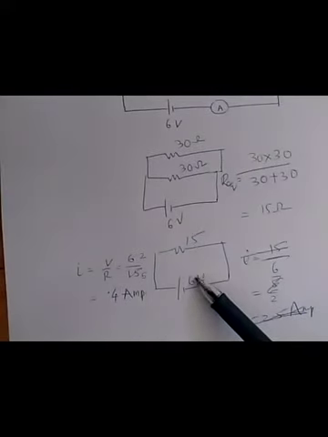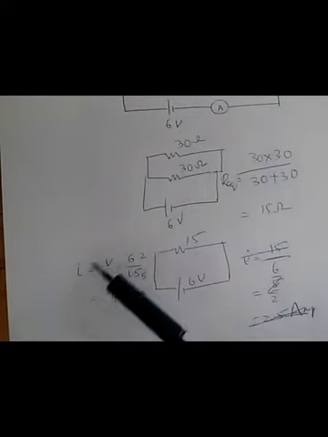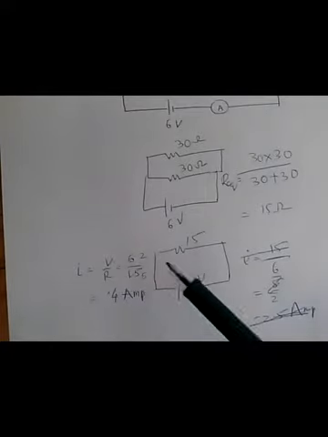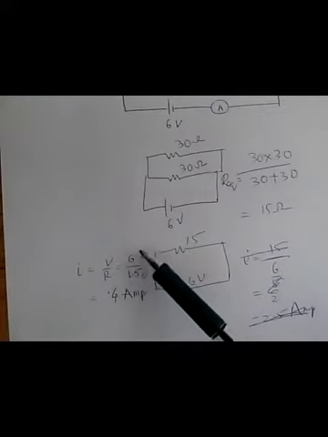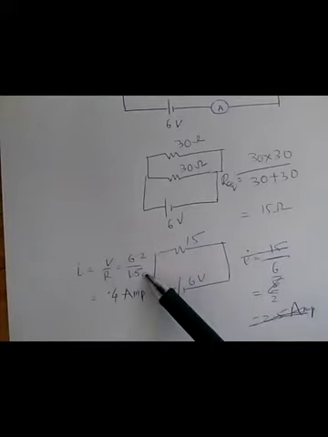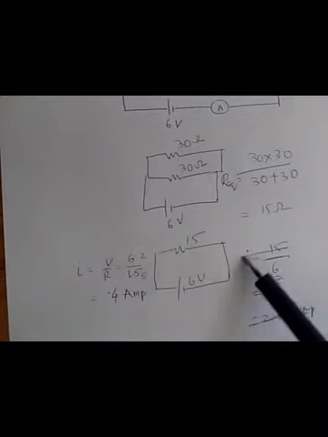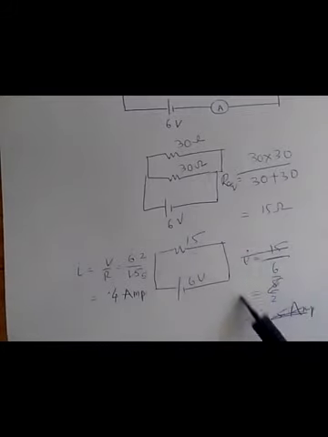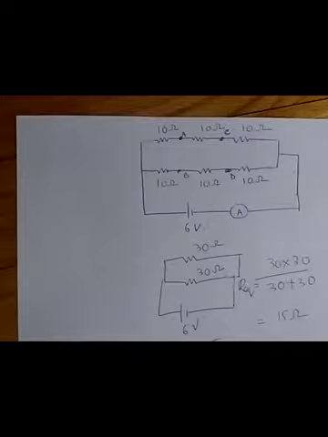So the 6 volt battery is driving 15 ohm resistance. So the current in the circuit will be V divided by R, or 6 volt divided by 15 ohm. 3 into 2, 6. 3 into 5 is 15. So 2 by 5, or 0.4 ampere. This was the wrong calculation that I had done earlier. So make sure you pay attention to the details and don't get the wrong answer. That will reduce the marks that you get.